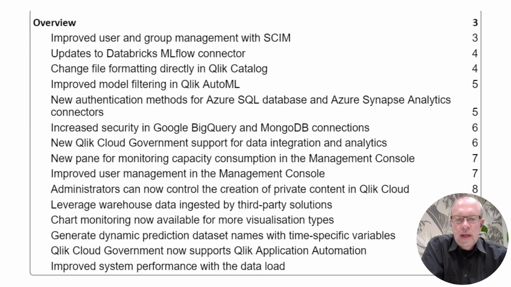You can change file formatting directly in Qlik Catalog, although I tried it and I couldn't do very much with it, so not really that useful, I think. Model filtering in Qlik AutoML has improved. There were a lot of checkboxes before, now it's drop downs, which will make life a little bit simpler.